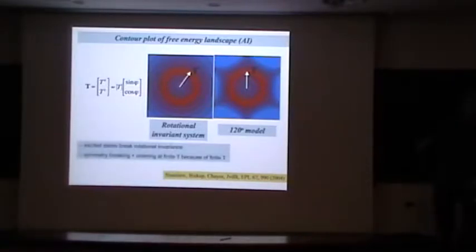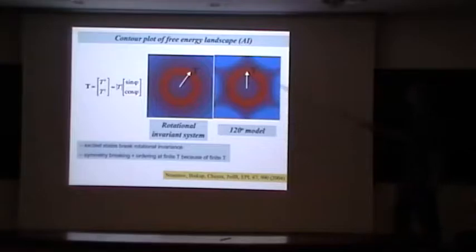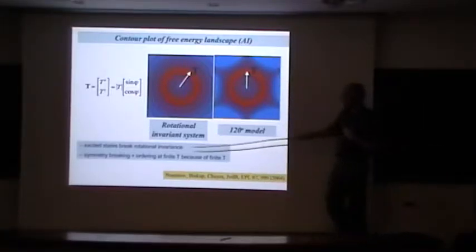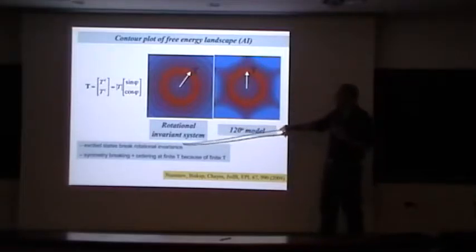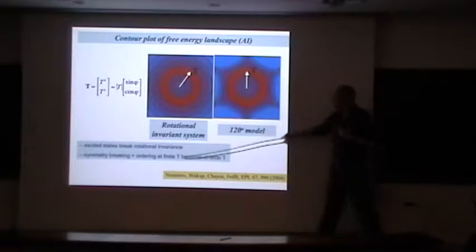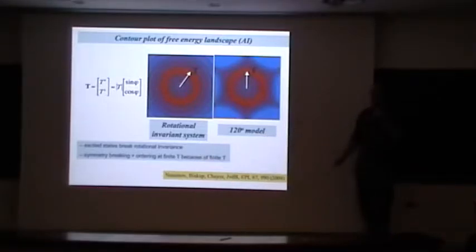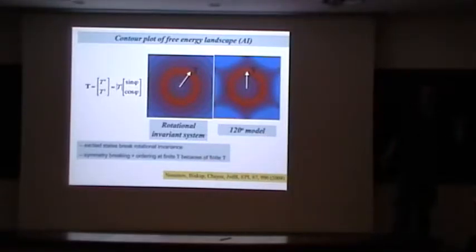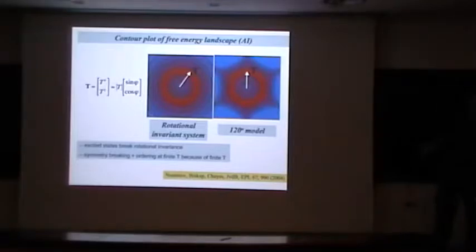Now, if you do a not so naive calculation, and you take into account this order by disorder effect, you see that excited states break rotational invariance, so there can be symmetry breaking, which is ordering at finite temperature. This is order by disorder. The fluctuations break the rotational invariance.